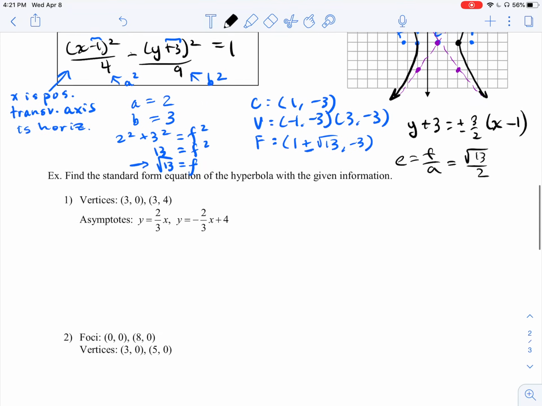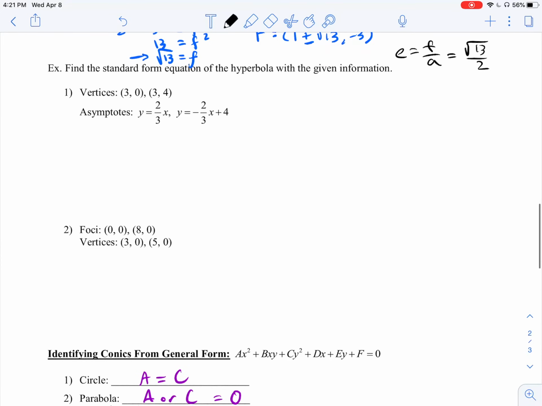Okay, now let's try these problems below. We can finally get to them. So in these two problems, I'm actually giving you information about the hyperbola, but not actually giving you the graphs themselves or the equations. So if you recall what I suggested you do with problems like this in previous lessons, I said, draw a picture.